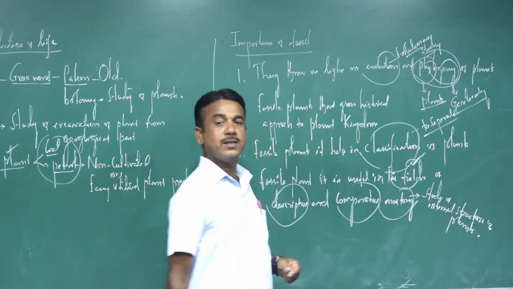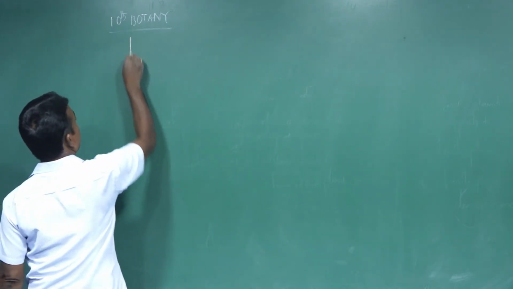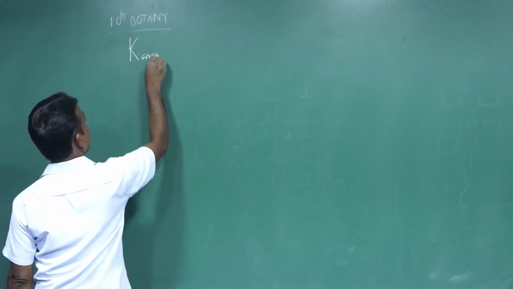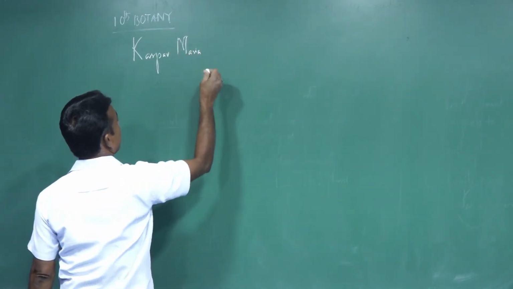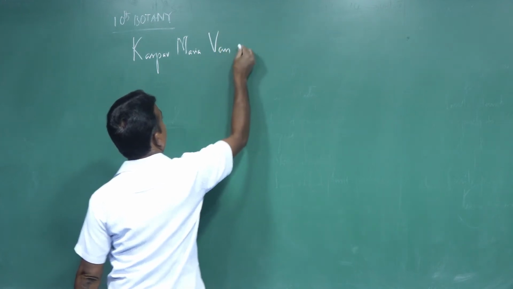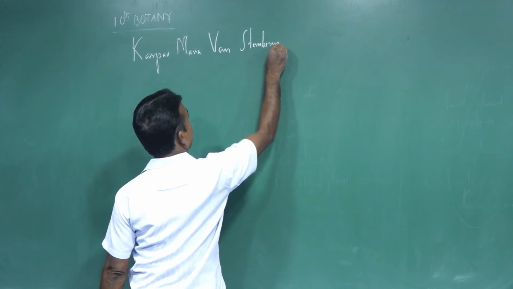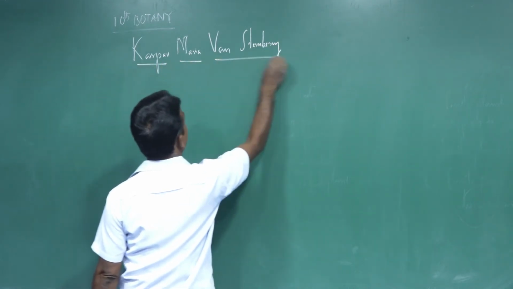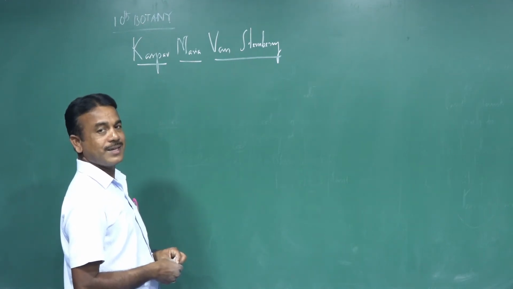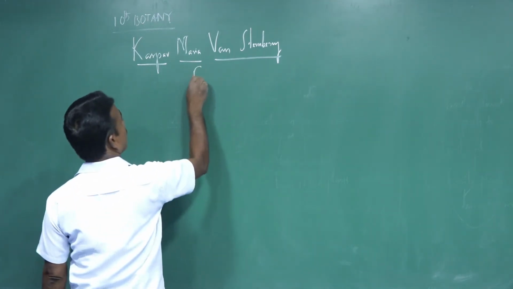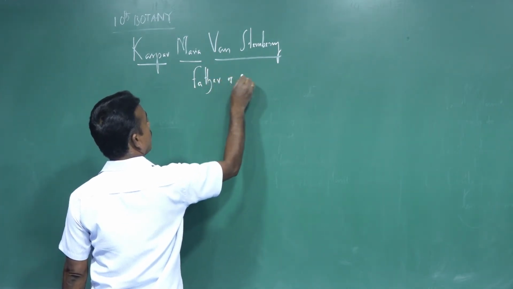These four are commonly called as impedance of fossils. Next one to be commonly called as Casper Maria van Sternberg. Who is called as Casper Maria van Sternberg? He is considered as father of PALEOBOTANY.